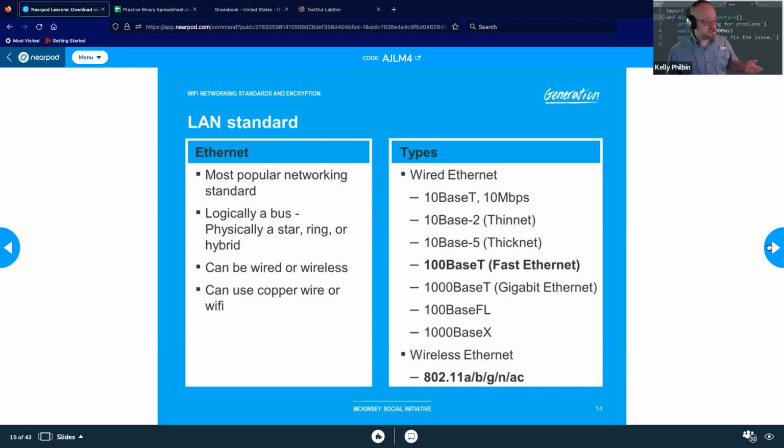So 10BaseT was probably like old phone line. Then you have 2 and 5, which is thinnet and thicknet, which is coax. Then you have 100BaseT, which is Fast Ethernet. This is when you're starting to get into the RJ45 UTPs. Gigabit Ethernet when you get to the 1000Base, so on and so on. And then our wireless Ethernet is the 802.11, and then the various ones we need to know: A, B, G, N, AC, and now AX, which we're going to talk about each of these in detail.